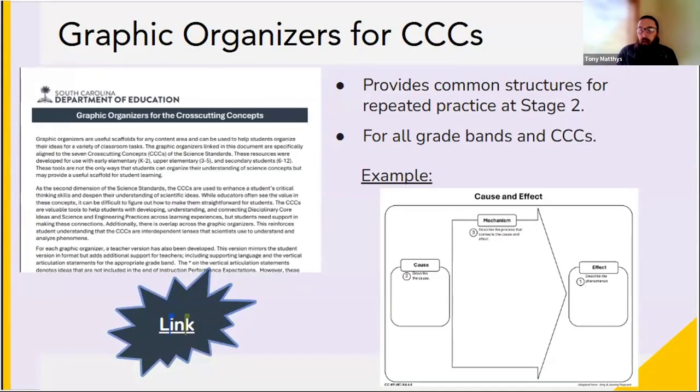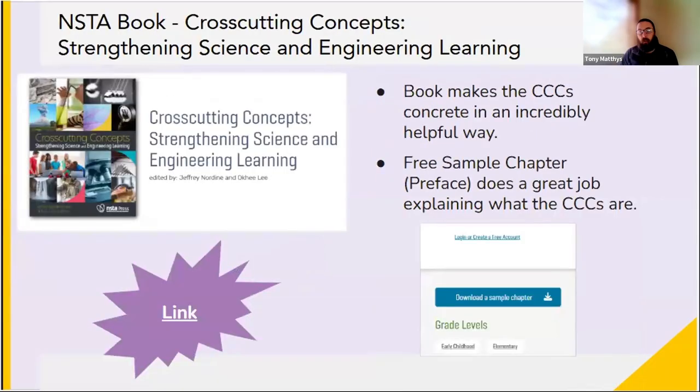There are some tools there that, if you want to use them to reinforce some of those ideas, could be really helpful. And then, last but not least, if you're looking for your next beach read, this NSTA book is really great.